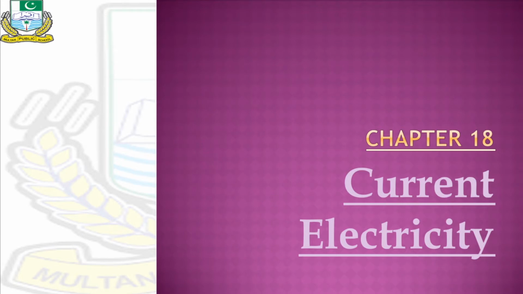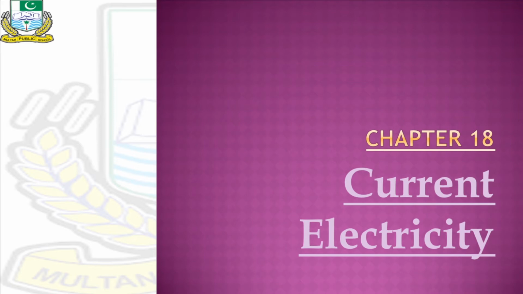Today we have to start a new chapter, that is chapter number 18, and the name of the chapter is Current Electricity. We know that electricity has many uses in our day-to-day life, and it is used for lighting rooms, working fans, and domestic appliances like electric stoves, AC, and more. And all these provide comfort to people. In factories, large machines are worked with the help of electricity.